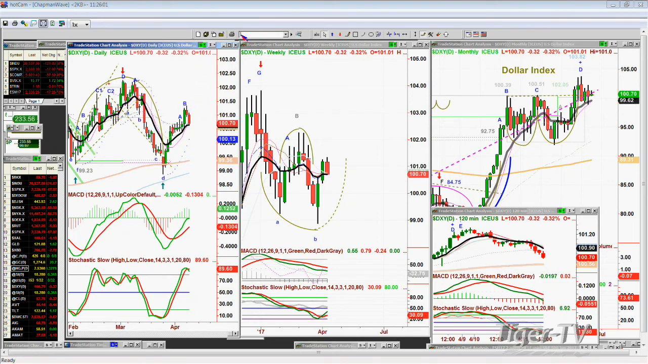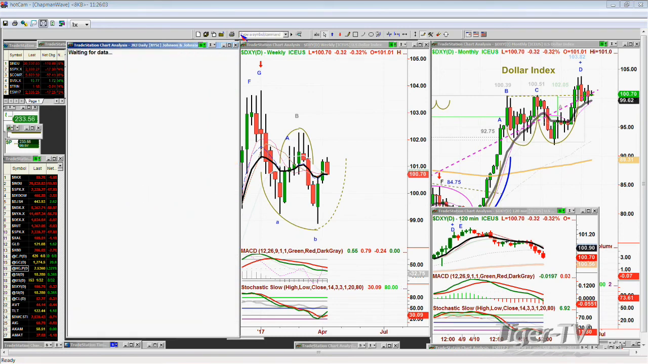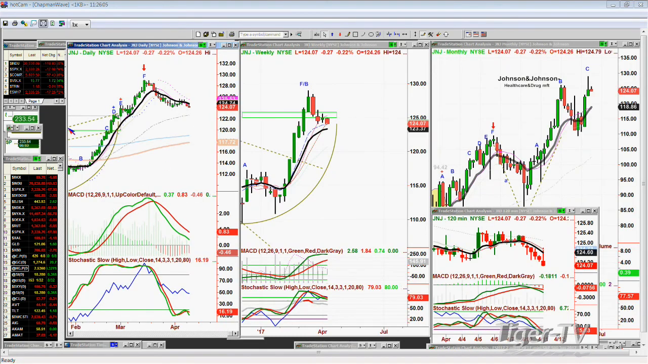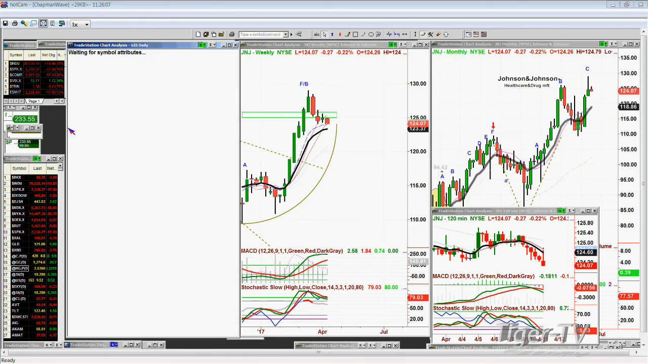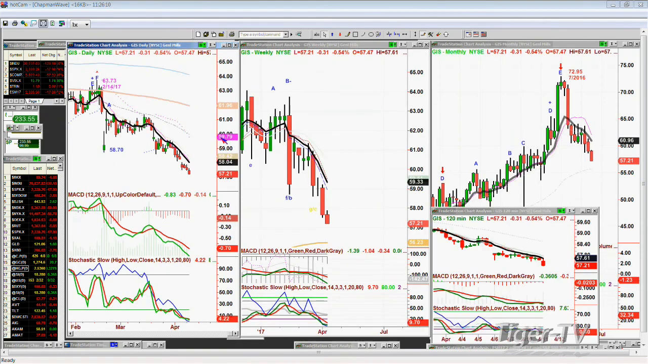And this is also saying to me that J&J, I haven't looked at it for a while, GIS, which is right here, General Mills. All these, let's then look at Coca-Cola.